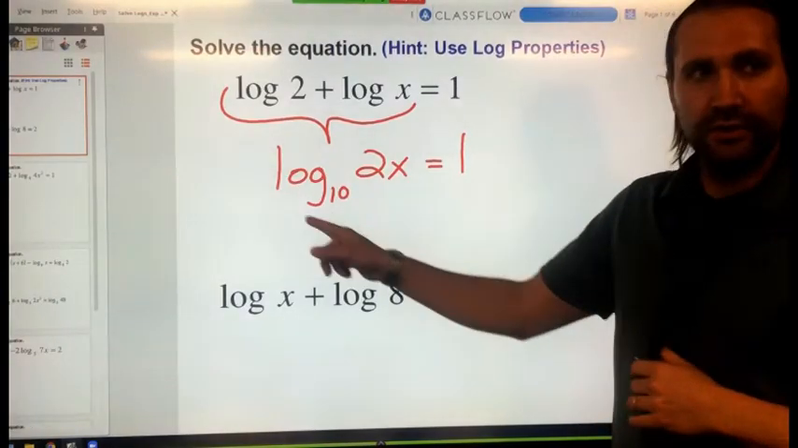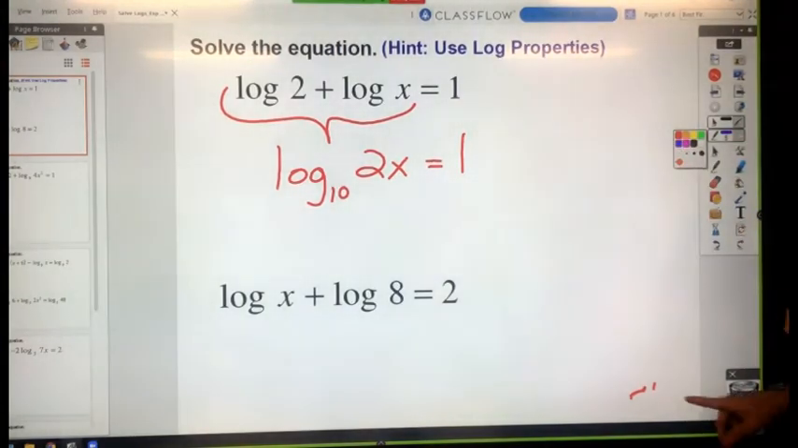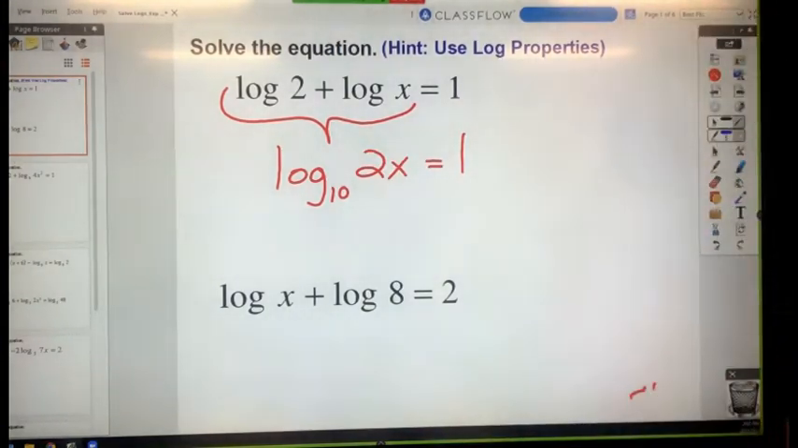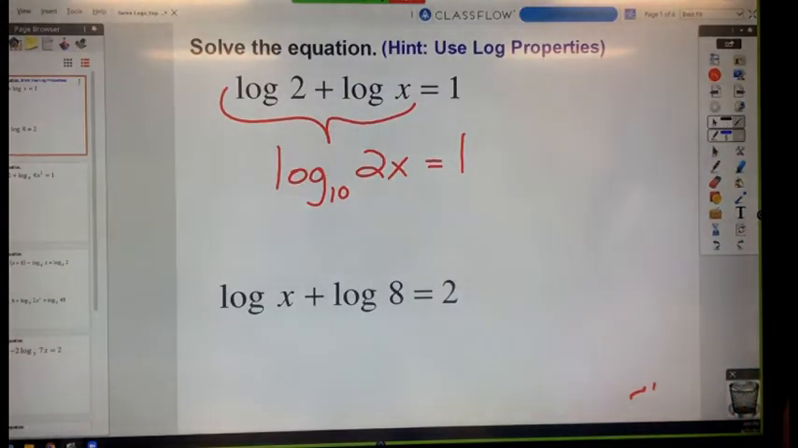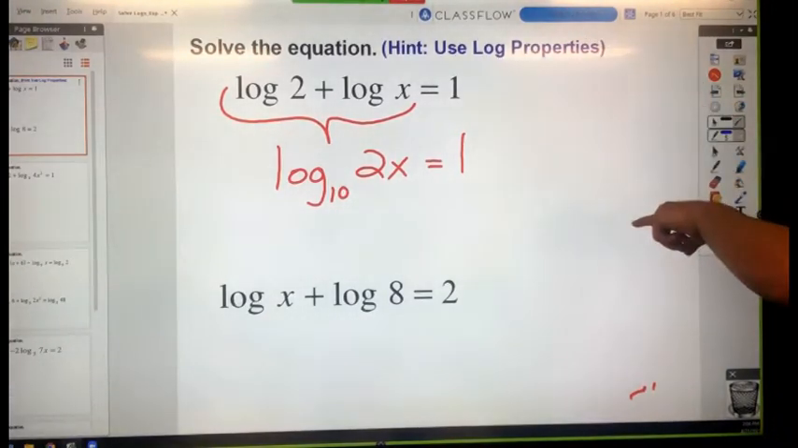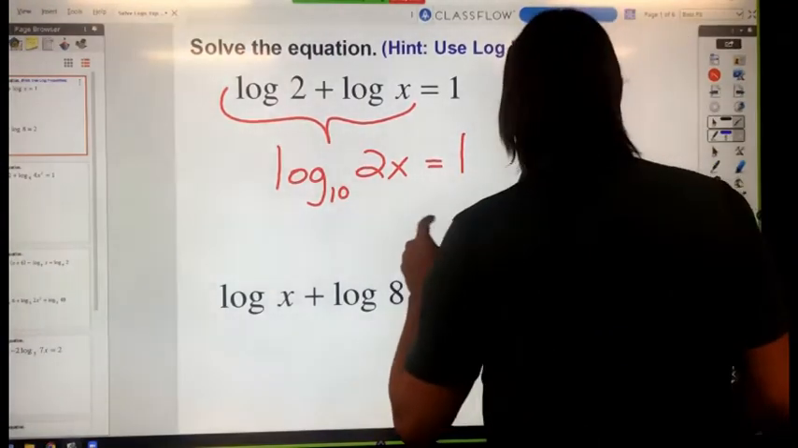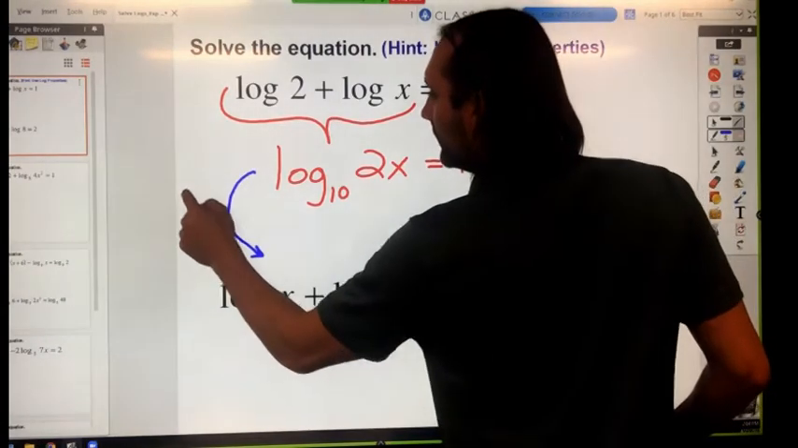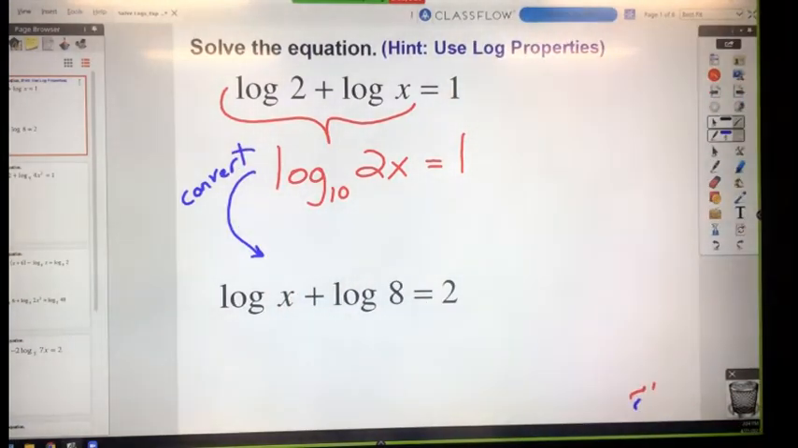We have solved questions like this before already. Does anybody remember what you would do here? To simplify this even more and make it an easier equation, you would take the log and turn it into a, well, what's the opposite of a log? The inverse of a log function is an exponent. All right, I'll help you out. I'll throw you one this time. What you want to do is to convert this into an exponent. Remember doing that?